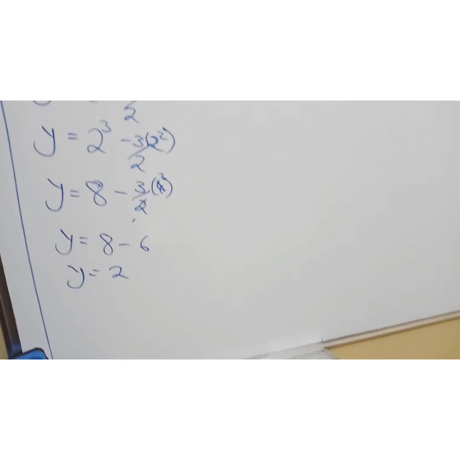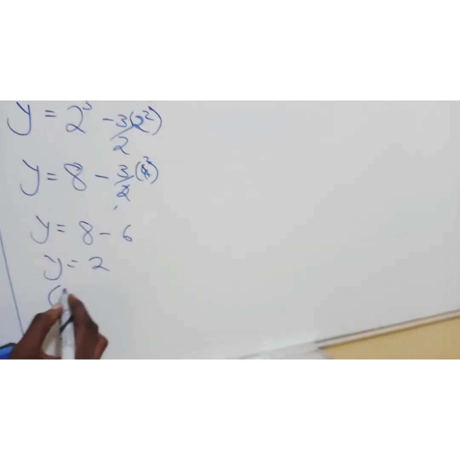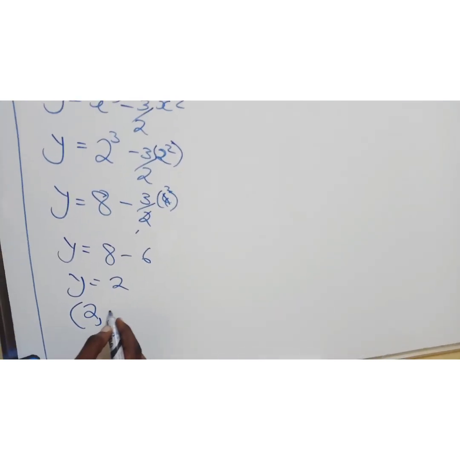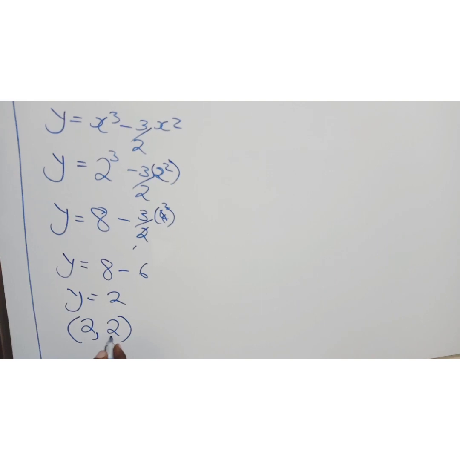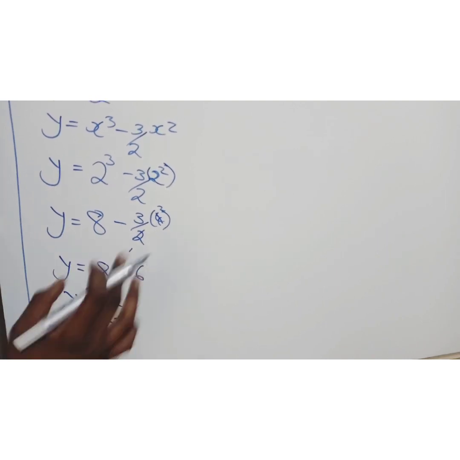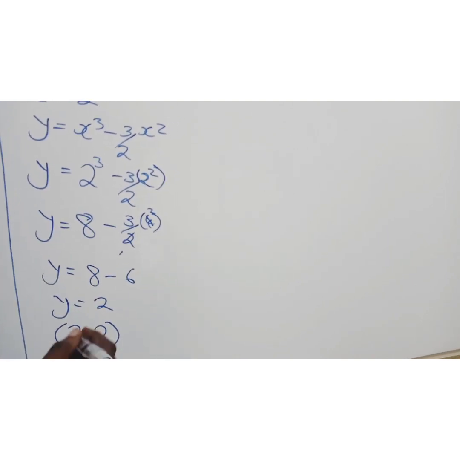So you always have to have 2 coordinates. Our x we were given is 2 and our y we found is 2. So we have (2, 2). Once we have this, now we can find our derivative.